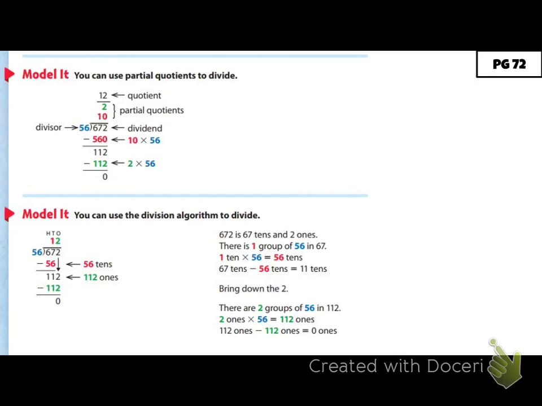Or we can do our traditional algorithm to divide. So we would go 56 into 67 one time, we multiply to get 56, subtract and get 11, then bring down the 2, 56 goes into 112 twice, and then we would get a remainder of 0.